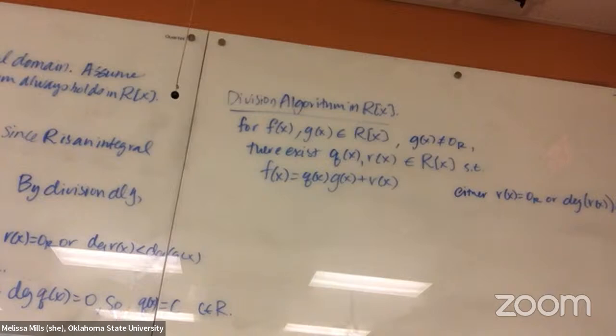So if I had given you a hint like, let f of x be this and g of x be that, then that would be like I gave it away.